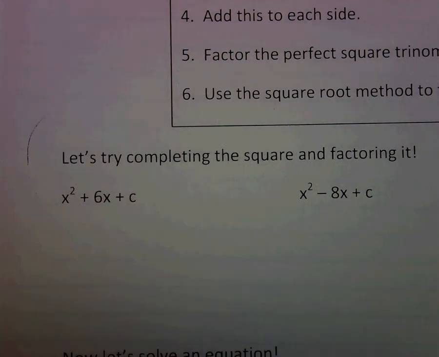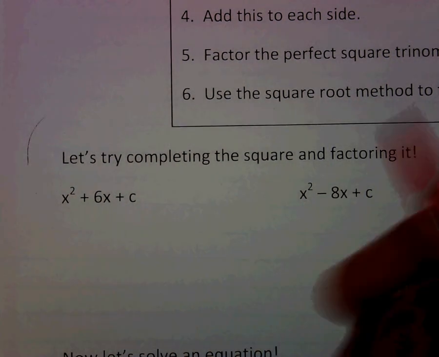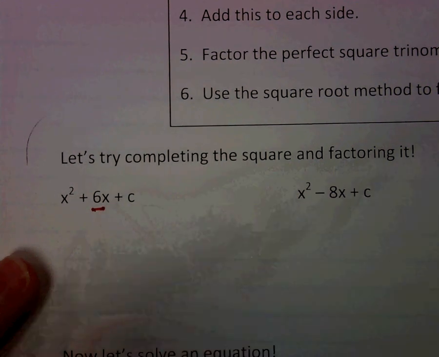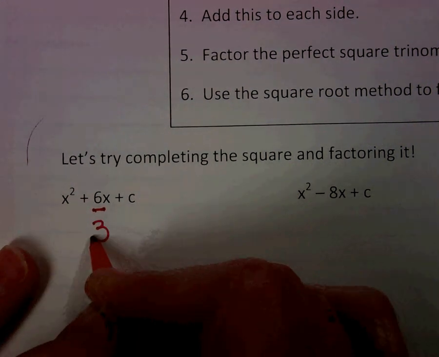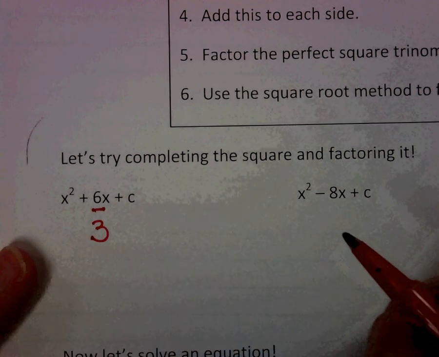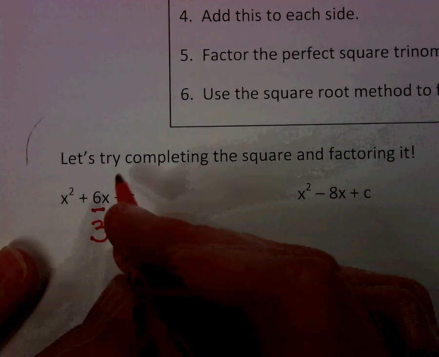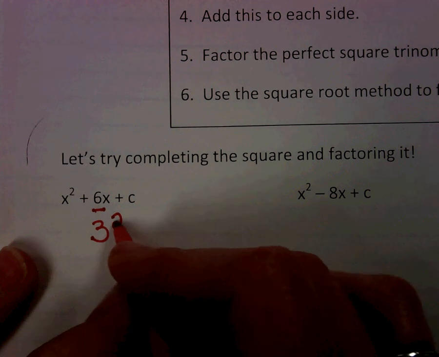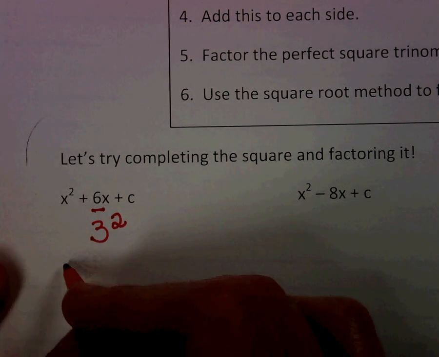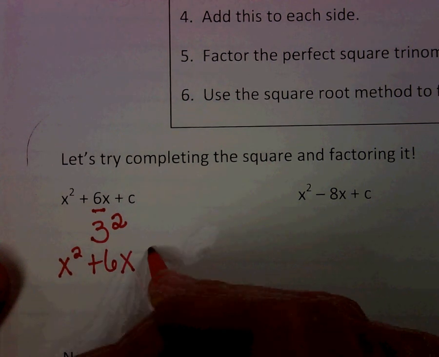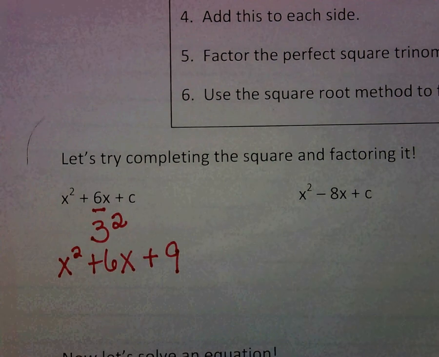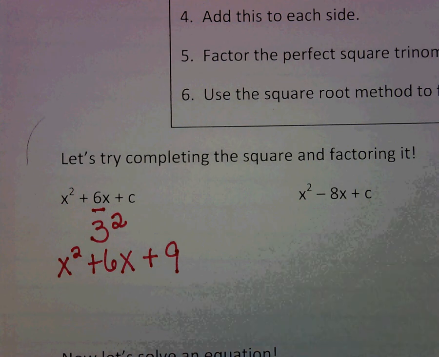So what we're going to do is take half of the b. The b value is 6, half of b is 3. Okay, that's step 3 in your box up above. We're then going to square it. Now if it were an equation, we would add that to both sides, but we just have a trinomial. So we're going to change our c value to 9. We have completed the square.